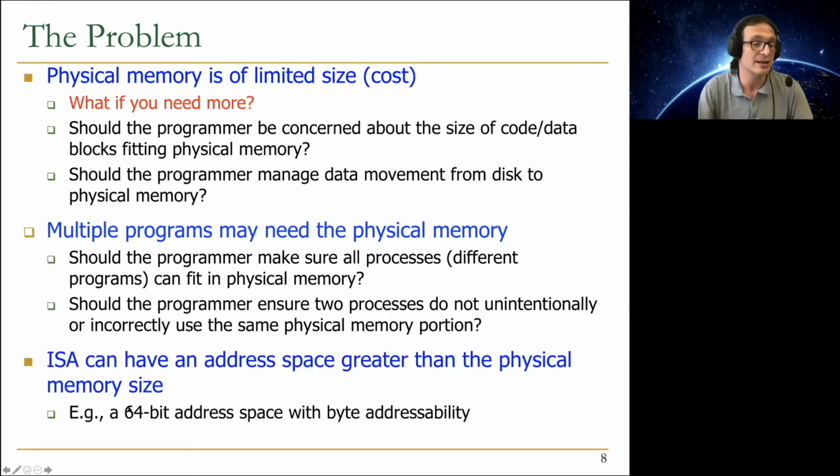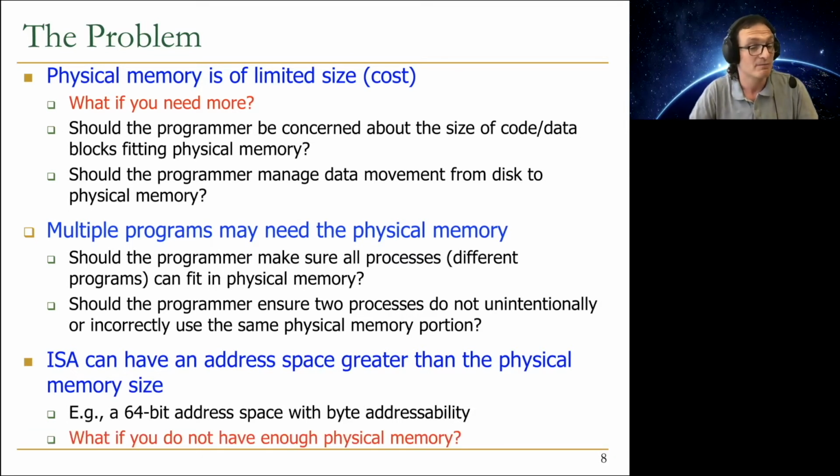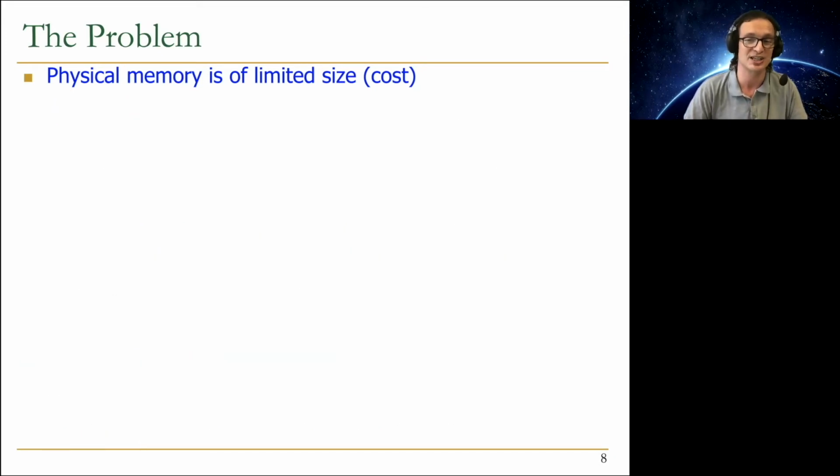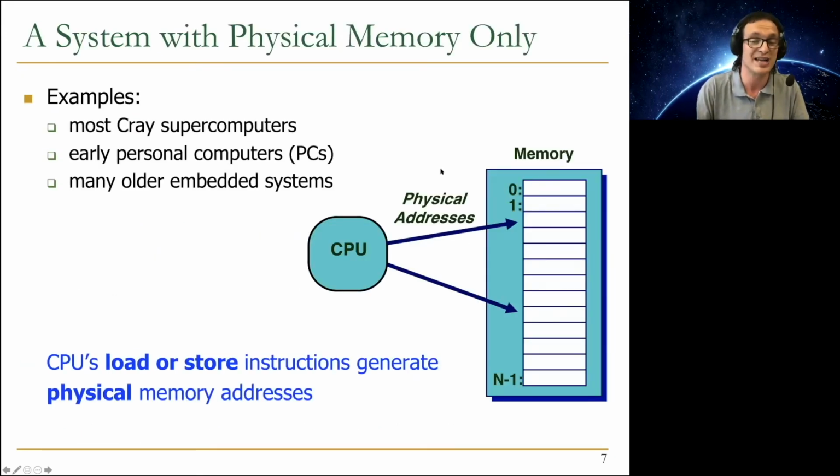And also, one other issue is that the ISA can have an address space greater than the physical memory size. For example, many ISAs today have a 64-bit address space with byte addressability, but clearly we don't have 2 to the 64 byte memories. That's huge, right? And what if you do not have enough physical memory? Then your 64-bit address should not be physical, right? Or you need to translate it in some way, which brings you to some indirection and mapping, similar to the notion of virtual memory. So these three reasons are the reason why we do not have this picture, and we're going to modify it such that we go through a translation layer.